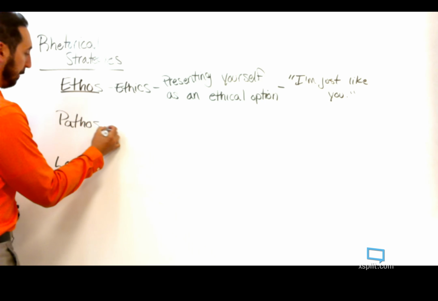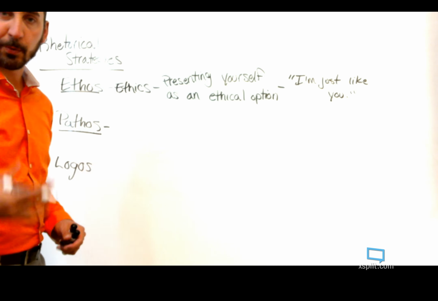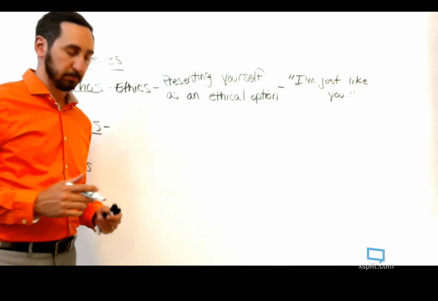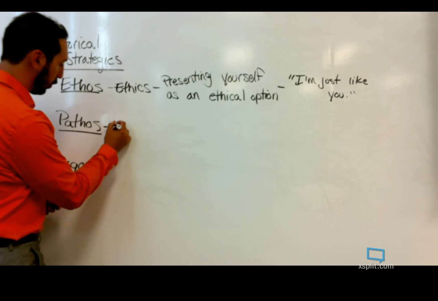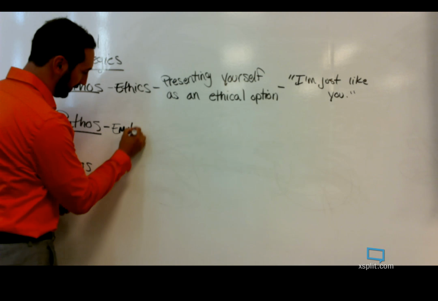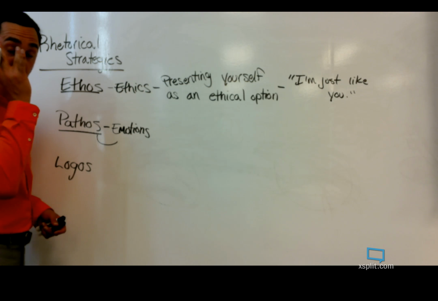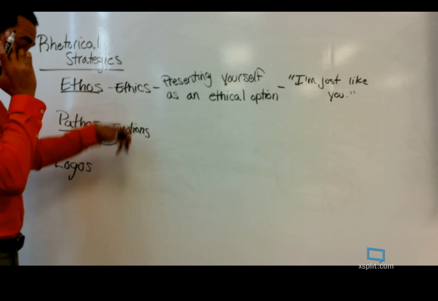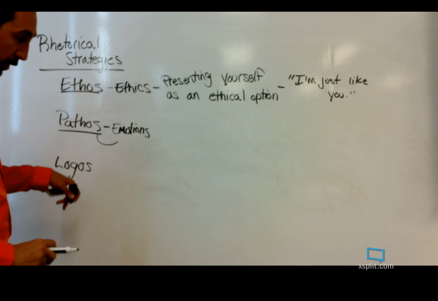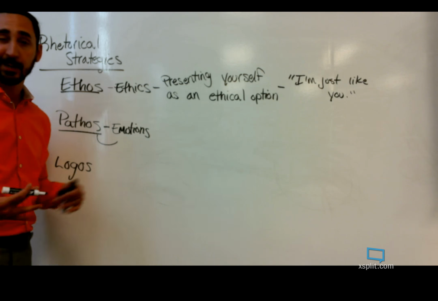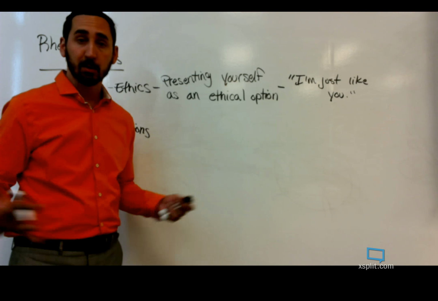Now the second one, pathos. This is the only one that really doesn't look like its English counterpart, and that's because the word for this is emotion. They don't really mesh very well, right? Ethos and ethics, they kind of look the same. And you'll see with logos, it's kind of the same way, but pathos, emotion, kind of hard to remember because the words don't look alike at all.